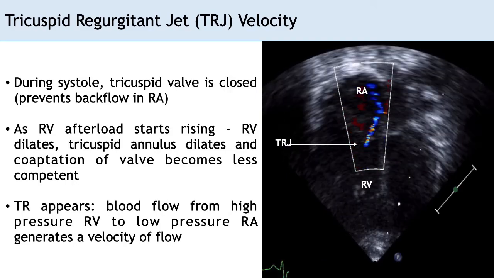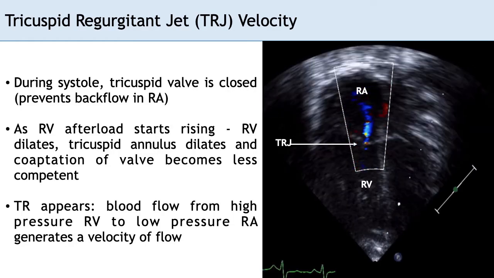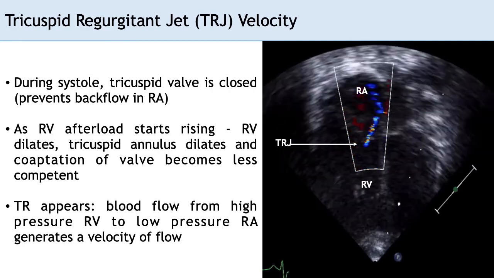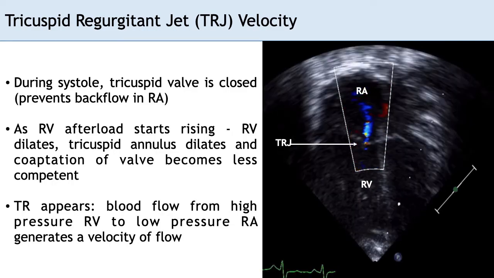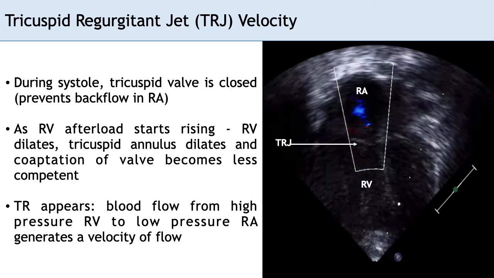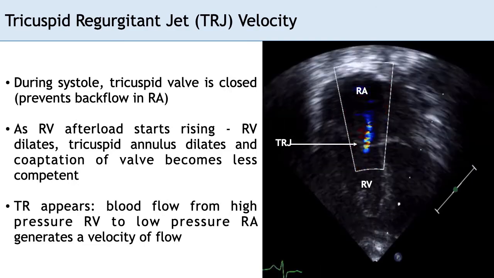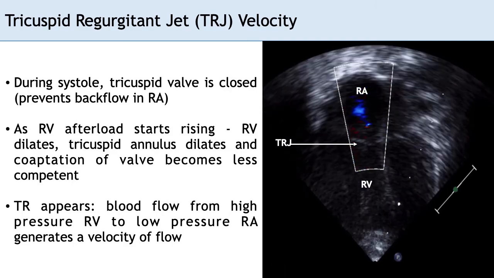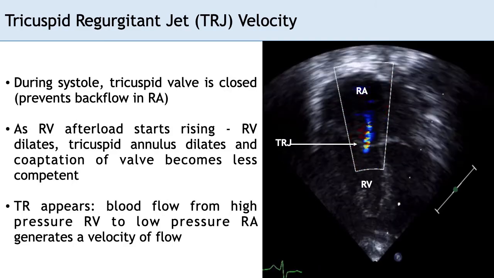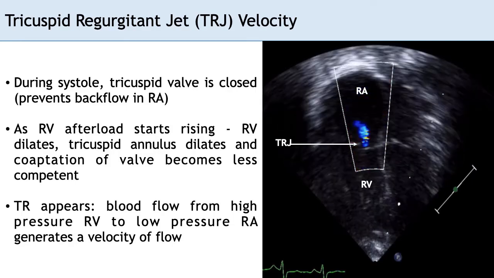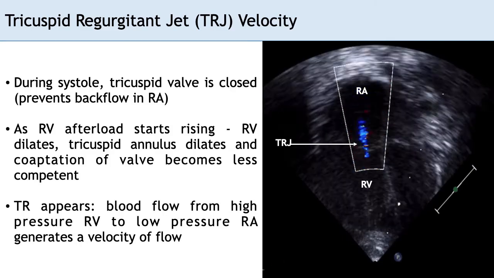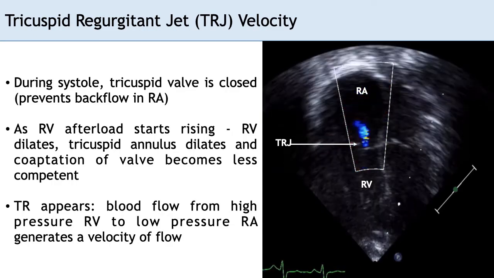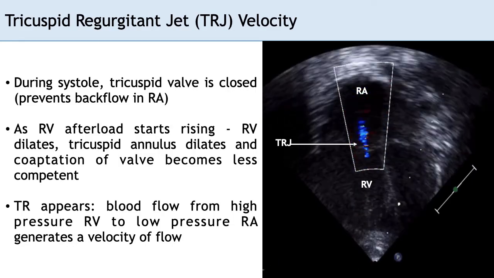So as afterload of the right ventricle starts rising, usually you can see some degree of right ventricular dilatation, and this tricuspid annulus might start dilating also, and the coaptation of the valve may become less competent. So it's not uncommon to see that a patient will not have any tricuspid regurgitant jet, especially if the valve is well competent. But many patients with pulmonary hypertension will end up with some degree of annular dilatation, and eventually you'll see this tricuspid regurgitation appear. And as the RV dilates even more and the tricuspid valve dilates even more, sadly our estimates become less accurate because the whole principle by which we measure these velocities assumes that the true opening is a narrow point.